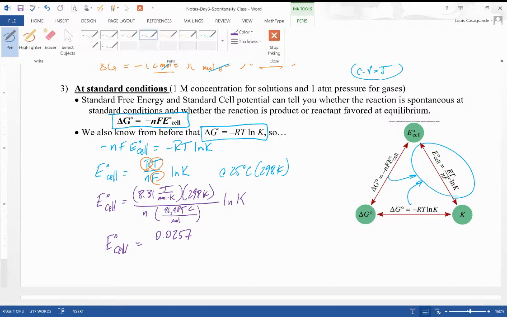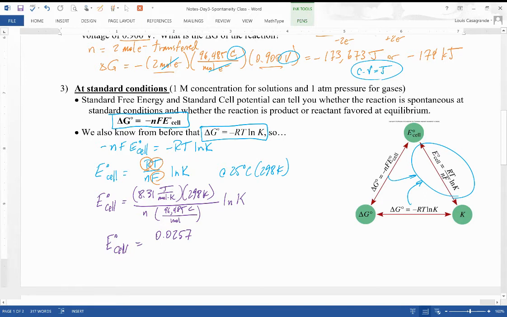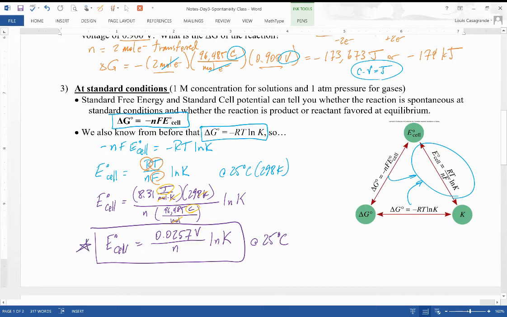Now, we are going to have the unit volt in there. Let's see, how does that fall out? We've got joules here divided by coulomb. A joule per coulomb is a volt. The K's cancel and the moles cancel. So we got volts divided by the number of electrons transferred times the natural log of K. And this is a very useful equation to help simplify. If you want to put in the R, T, and F and see for yourself that it works, go ahead and do that. And remember, this is always going to be at 25 degrees Celsius. All right, so go ahead and commit that equation to memory.